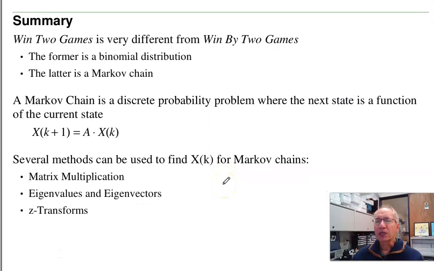So that's kind of a Markov chain. A Markov chain is a way to analyze a problem where you have to win by 2 games, or people are playing hot potato. Winning by 2 games is very different than winning 2 games. If you have to win 2 games, that's the binomial distribution. If you have to win by 2 games, that's a Markov chain. And a Markov chain is a discrete probability function where the next state is a function of the current state: x of k plus 1 is A times x of k.